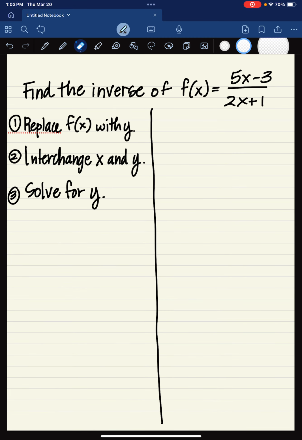All right, so this is how you're going to find the inverse of a function that has a fraction. You're still going to do the same operations that we did on the other ones. Like, I'm going to replace f of x with y.